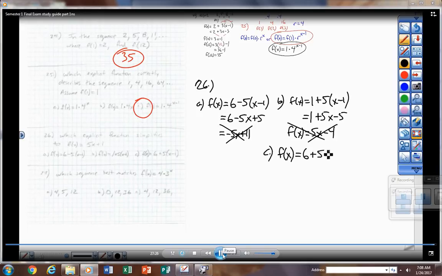And then again, one more time, I'm sorry about the way this got cut off right there. And right there, that's 6 and that minus 5 combined to give you 1. So that would give you 5x plus 1. So C would be the only good choice. A and B would be bad.